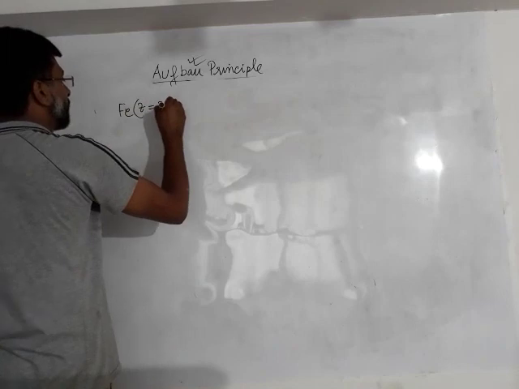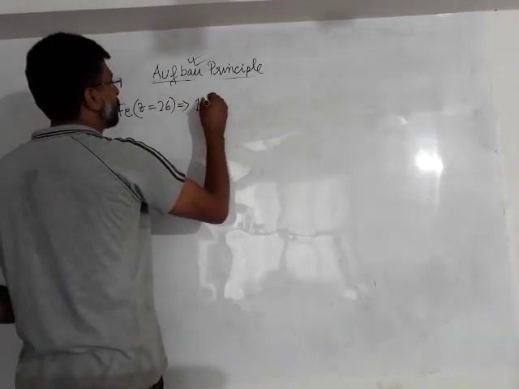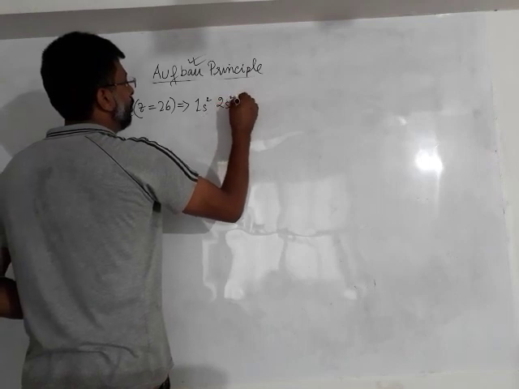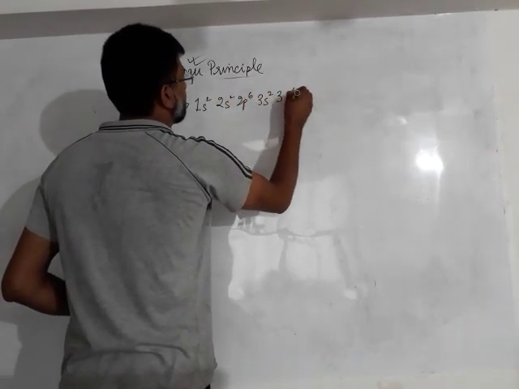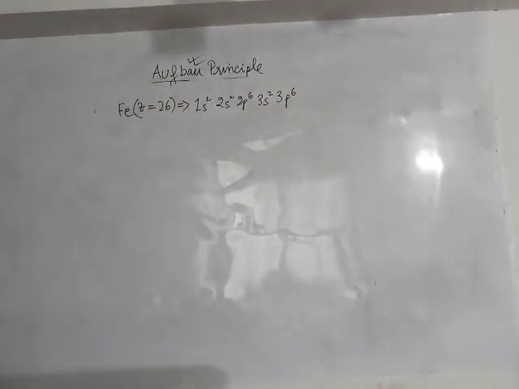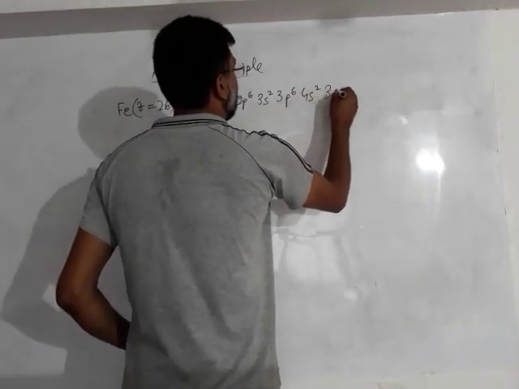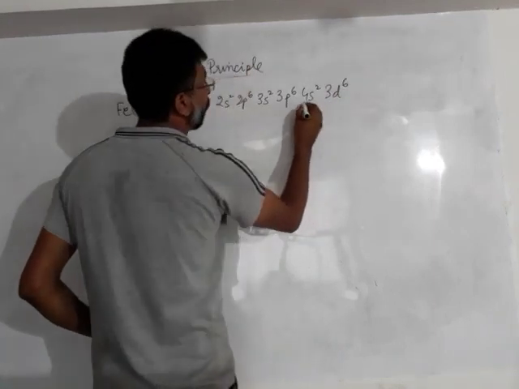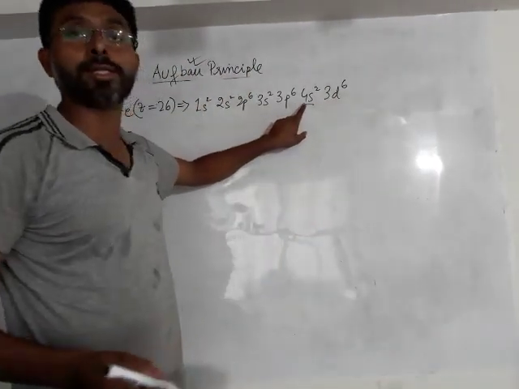It is 26. Now, let me write down the electronic configuration. It becomes 1s2, 2s2, 2p6, 3s2, 3p6. Look at this: 1s2, 2s2, 2p6, 3s2, 3p6. Then there comes 3d6, 4s2. I am writing 4s first because the energy of 4s orbital is lower.